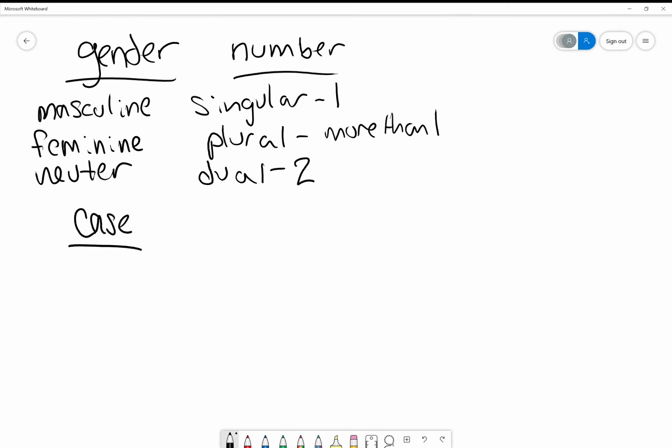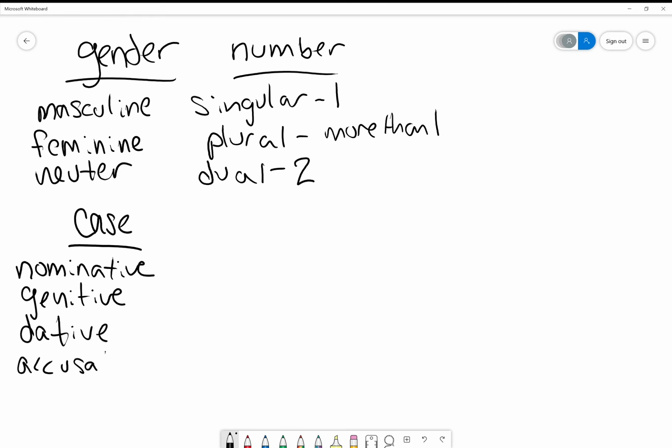And then we also have what is called case. Now this is what I was talking about earlier. Case tells us what function the word has in the sentence. And case exists just barely in English, to the point that we don't really notice it. So we have nominative, genitive, dative, accusative, and vocative. Those of you who have studied Latin will notice the lack of an ablative.